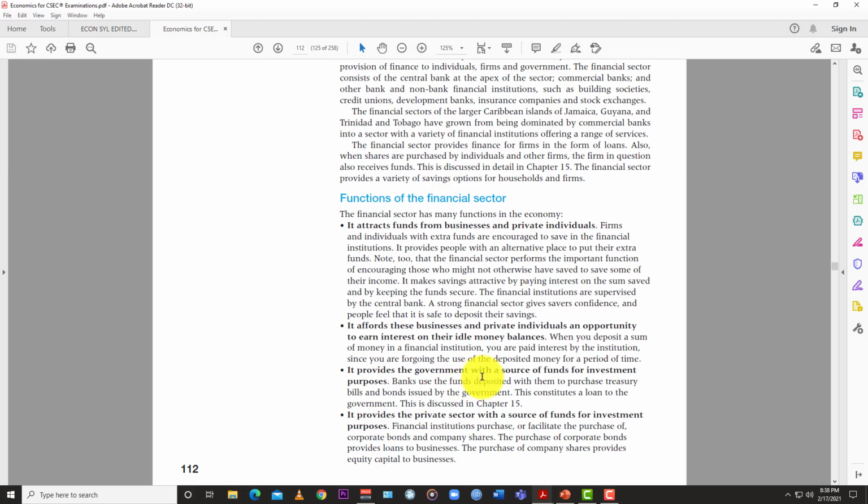It provides the government with a source of funds for investment purposes. Banks use the funds deposited with them to purchase treasury bills and bonds issued by the government. This constitutes a loan to the government. This is discussed in chapter 15 that we'll look at later on.